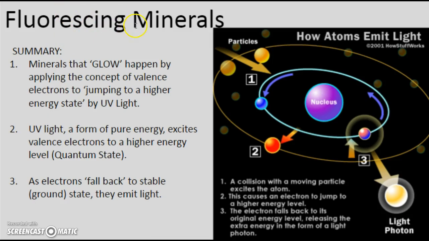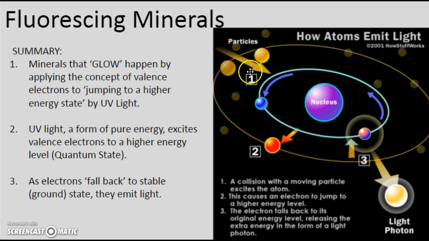So in summary, fluorescing minerals. Minerals glow by applying the concept of valence electrons jumping to a higher energy state by ultraviolet light, right? UV light is just energy. UV light, a pure form of energy, excites valence electrons to a higher energy level. It's a quantum state change. And the electron falls back to a stable state or ground state. It emits light. So we have this collision, boom, kicks it to a higher state. As it falls back, it's going to emit.